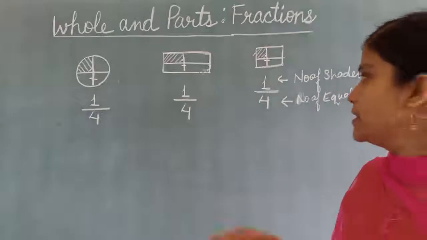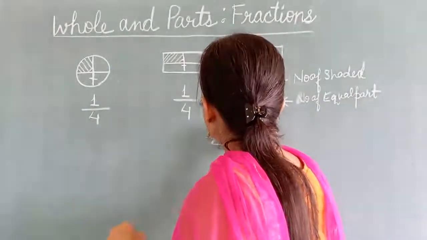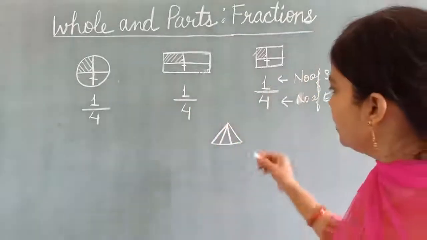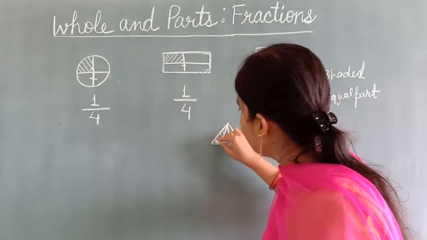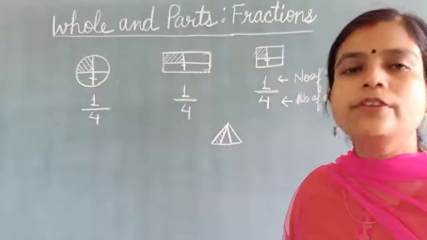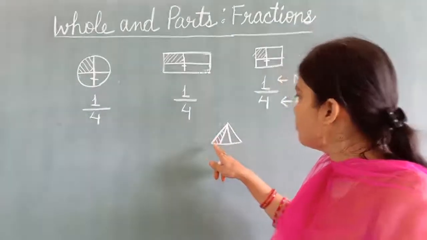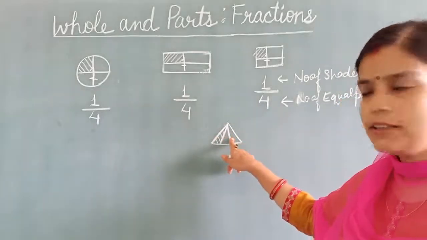Okay, like that any picture is given to you. This is only one picture, a triangular picture, and it is given to you. So first what you will do, and I have shaded this part. I have to write the fraction of the shaded part. The question is given to you. What you will do? First you will count the equal number of parts. How many equal parts are there? 1, 2 and 3. Okay.